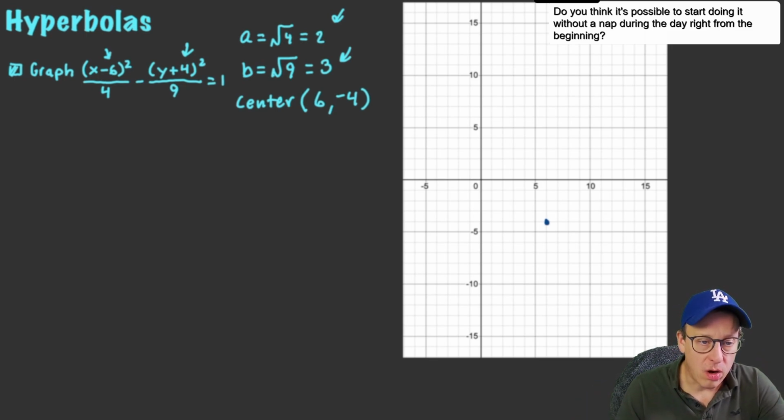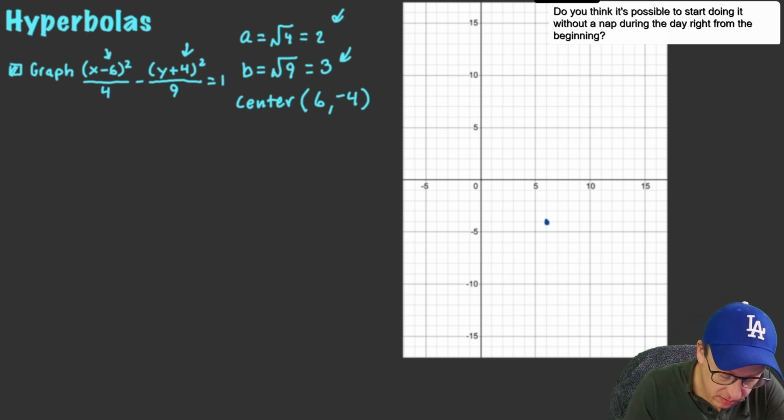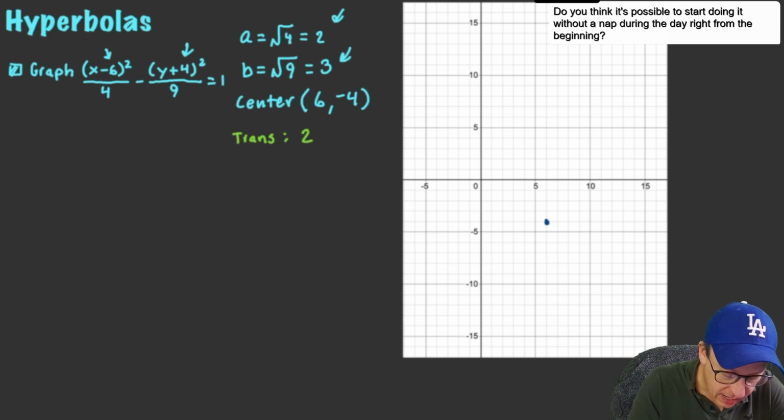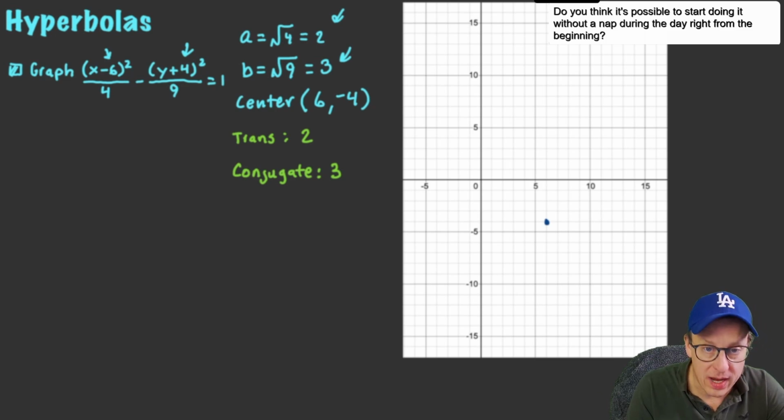Okay, so our transverse axis, and feel free to ask any questions that you want. I'm happy to break up the video into random different things. So we have our transverse, I'm just going to say trans in this situation. That's going to have a value of 2, and the conjugate is going to have a value of 3. So we got that all in there, and then we can go and draw that in.